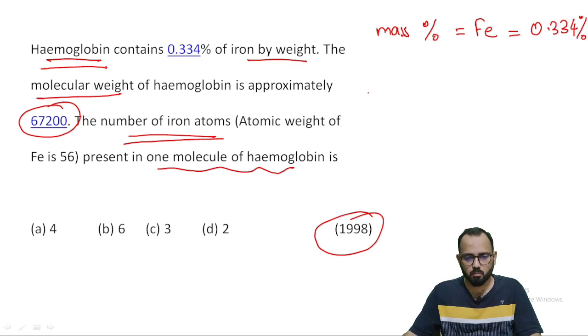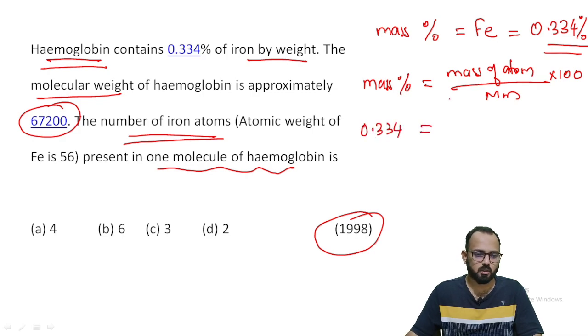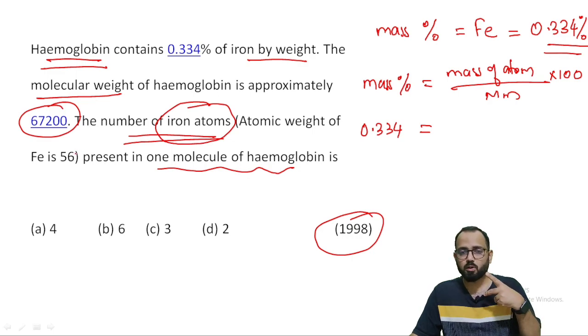Let's find that out. I'm going to write the equation. Mass percentage is equal to mass of atom by molecular mass into 100. I got the percentage composition already, so 0.334 is equal to mass of atom. Which atom do we have to find out? We have to find out the number of iron atoms.